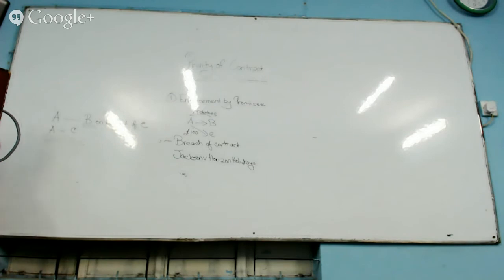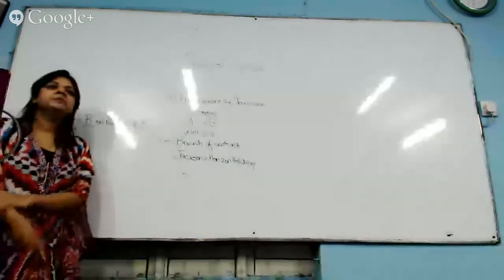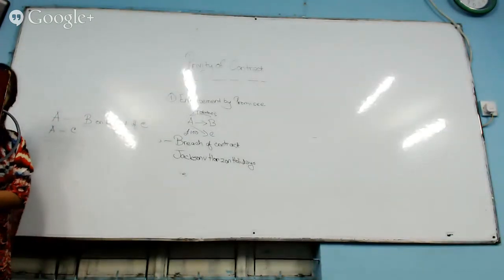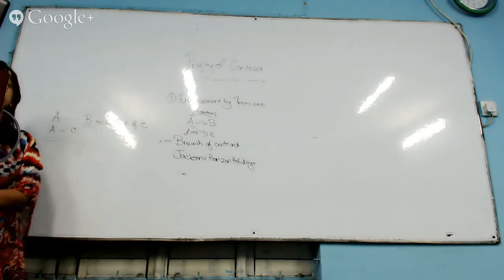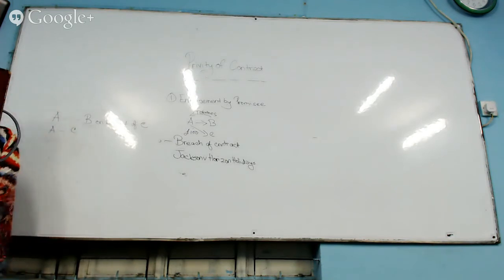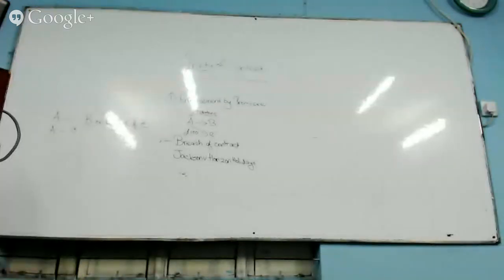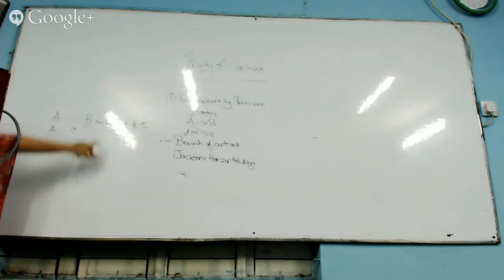Say for example, C lives in London. He wants to sell his land to someone. So he tells his lawyer, who is B, that please sell my land. And B says, I can only sell your land if you give me the power of attorney. So B has the power of attorney.